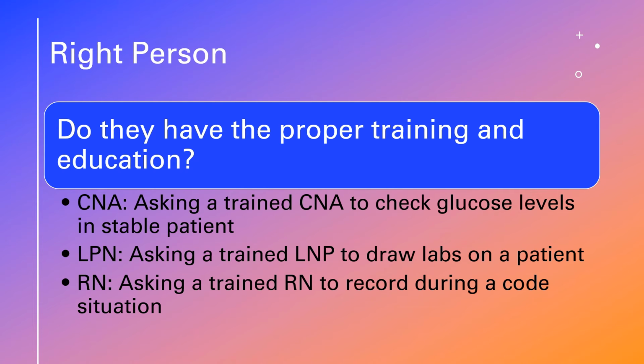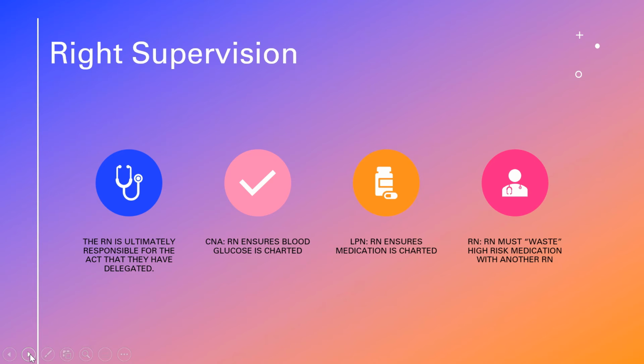For an RN, you could ask a trained RN to record during a code situation or stroke situation or something like that. The right supervision. Ultimately, the RN doing the delegation is responsible for the entire act. So for example, the RN would need to ensure that the glucose a CNA took is charted, or that the LPN charted the medication that he or she gave, and that you could ask an RN to waste a high-risk medication with another RN.